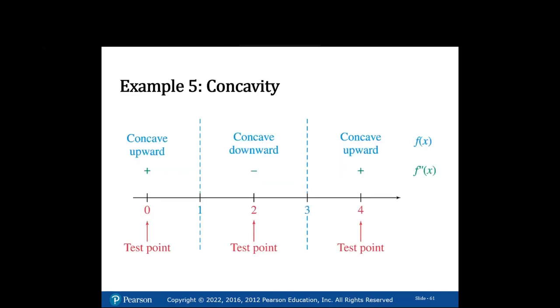So here's another. Here they came up with their own. We have inflection points we picked at 1 and 3 for this f of x. Here we've tested 0, 2, and 4, and it's come back second derivative positive, second derivative negative, second derivative positive. And that lets us know we're concave up, concave down, concave up, right?